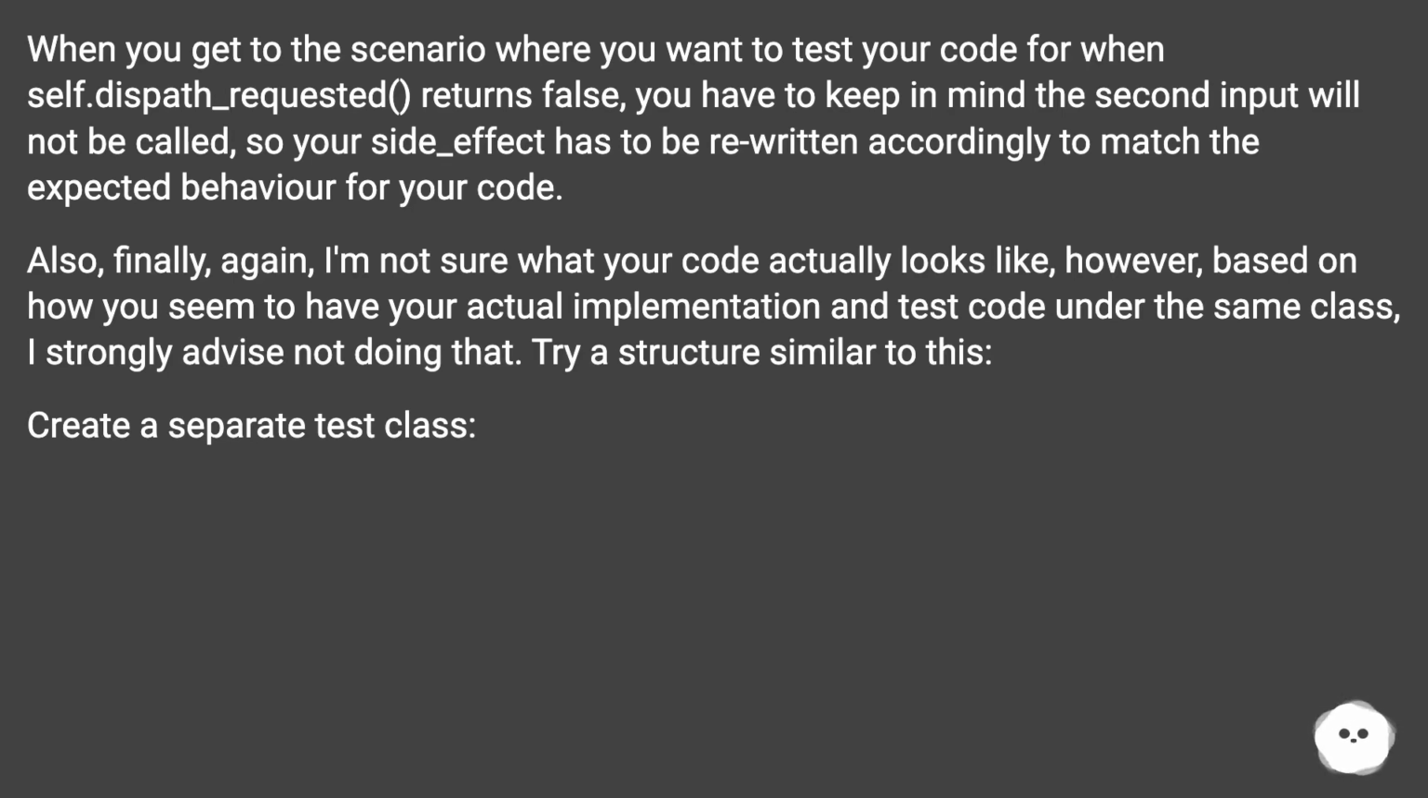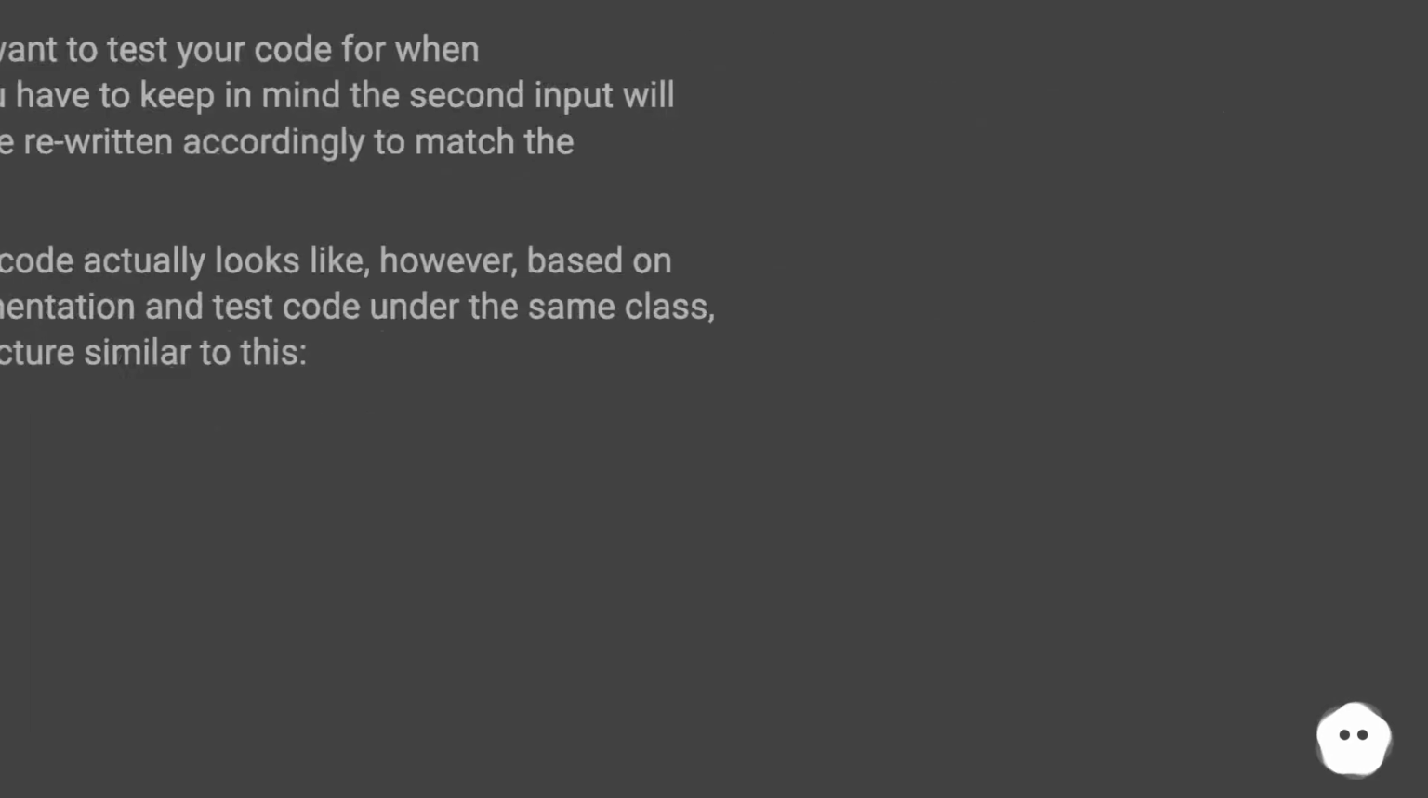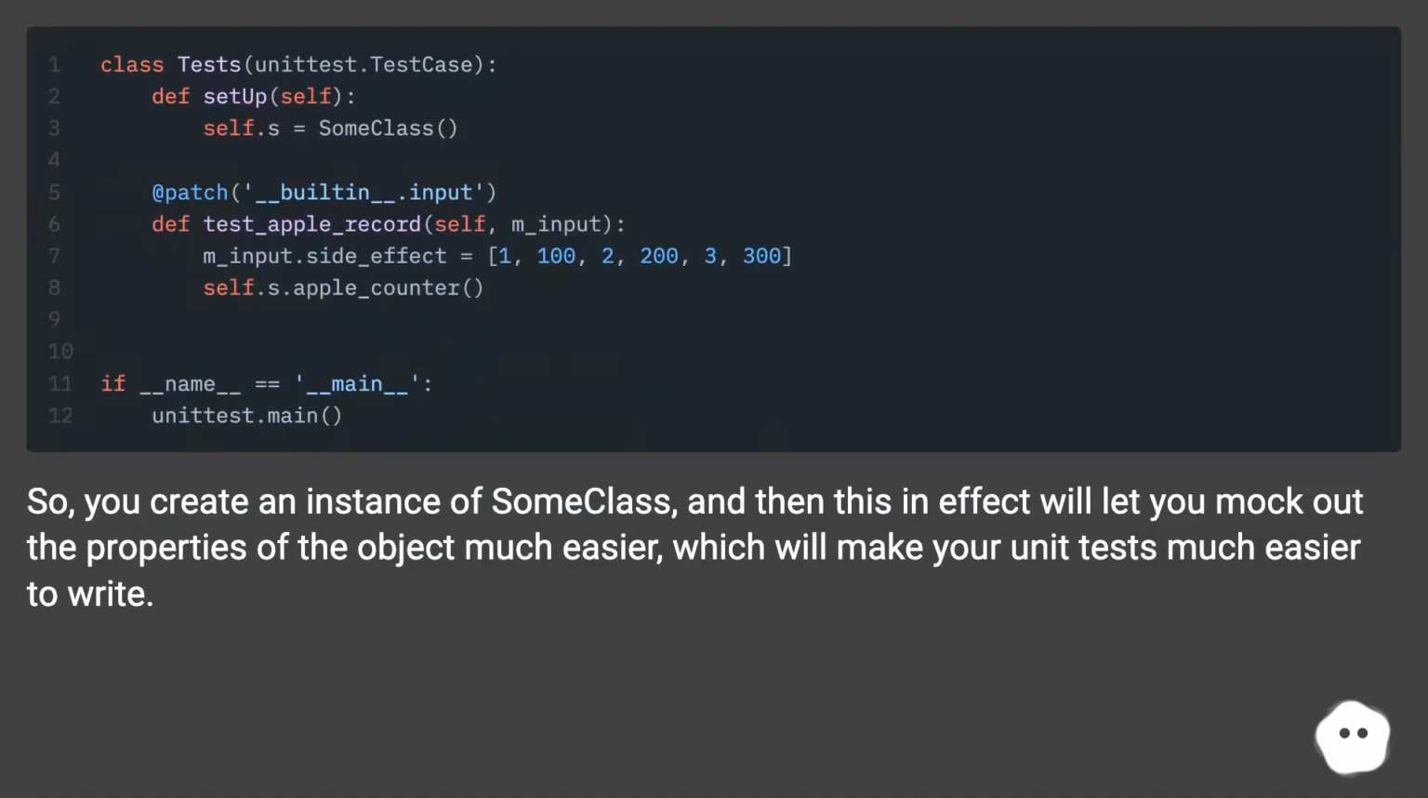Also, finally, again, I'm not sure what your code actually looks like, however, based on how you seem to have your actual implementation and test code under the same class, I strongly advise not doing that. Try a structure similar to this. Create a separate test class. So, you create an instance of some class, and then this in effect will let you mock out the properties of the object much easier, which will make your unit test much easier to write.